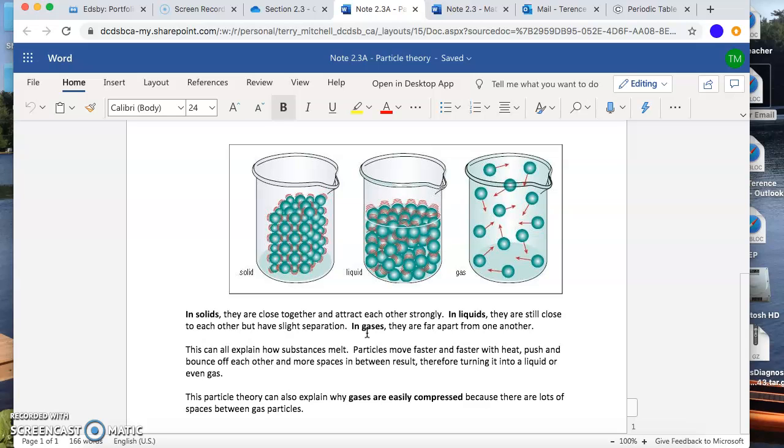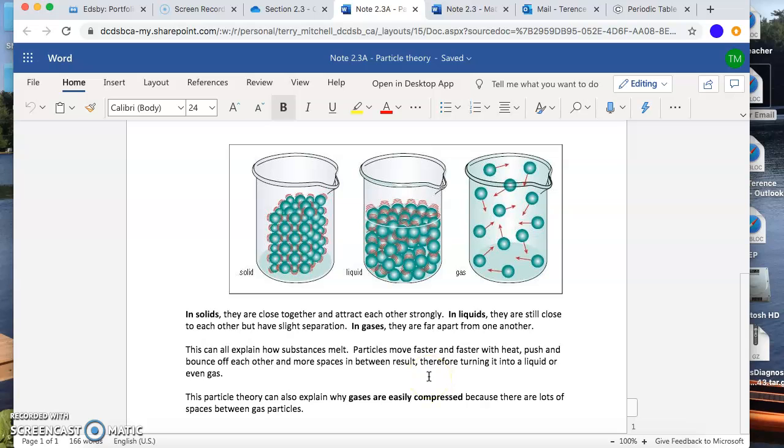This can all be explained in how substances melt. Particles moving faster and faster with heat push and bounce off each other, and they get more space in between, therefore losing their grip on each other and going from a solid to a liquid. And if they keep getting heated, they end up going into a gas form.